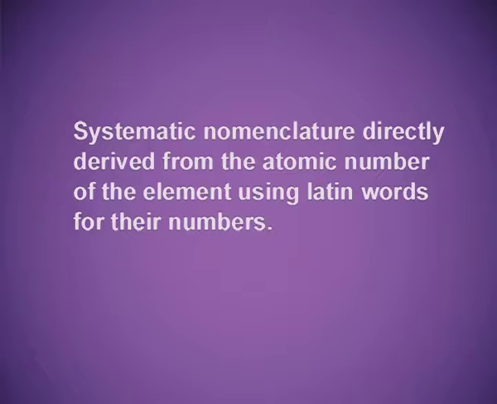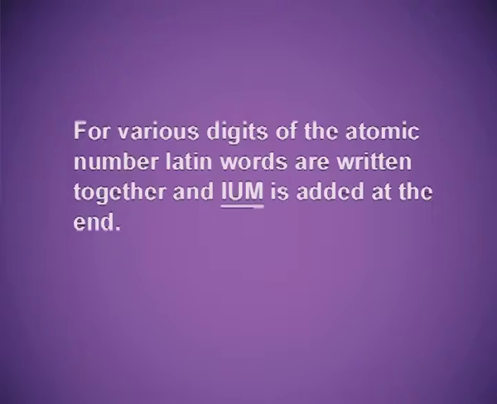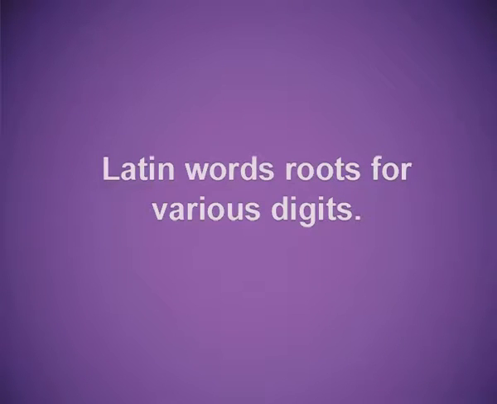Systematic nomenclature is directly derived from the atomic number of the element using Latin words for the numbers. IUPAC decided to give the name as per the Latin words. For the various digits of the atomic number, the Latin words are written together and "ium" is added at the end. First of all, for writing the IUPAC name, we have to know the word roots for the various digits.